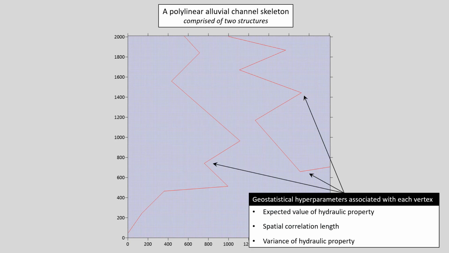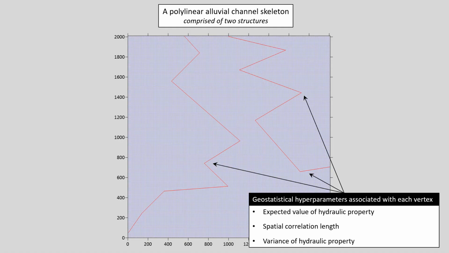Now, these vertices serve 2 roles. Firstly, vertices joined by straight lines tell us where these alluvial channel skeleton segments are. Secondly, we can assign values to these vertices. In this case, we're going to assign geostatistical hyperparameters to these vertices. But these geostatistical hyperparameters will be describing not the geostatistics of the background material, which we've already dealt with, the host material. They're going to describe the geostatistical properties of the alluvium.